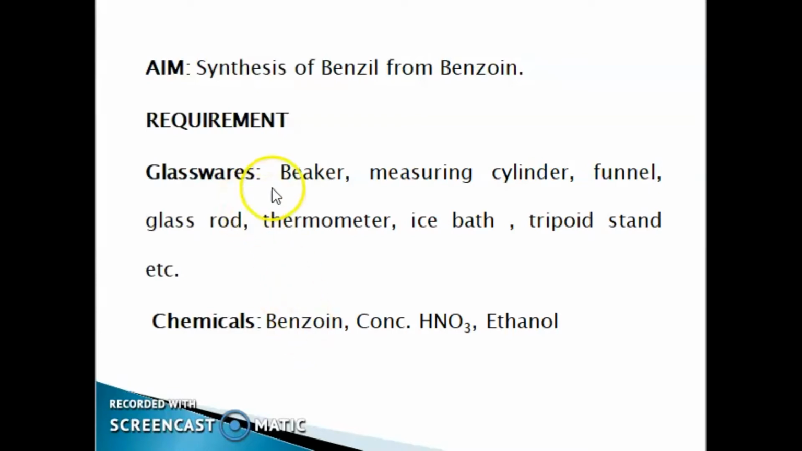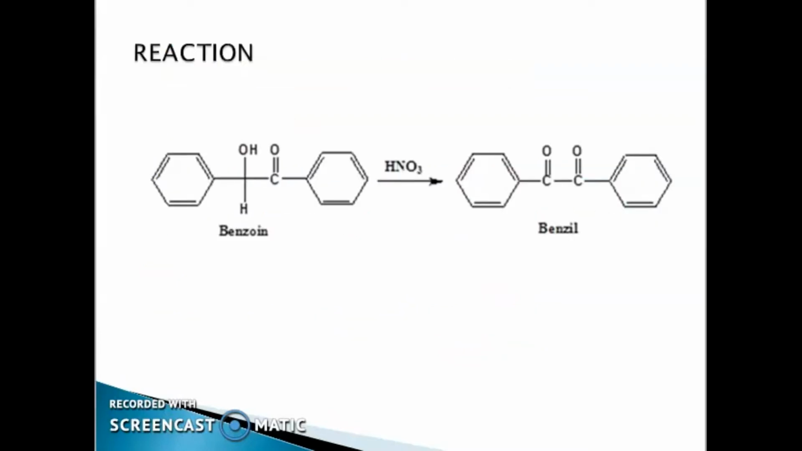The glasswares required are beaker, measuring cylinder, funnel, glass rod, thermometer, ice bath, tripod stand, etc. And the chemicals required are benzoin, concentrated nitric acid and ethanol. Let us see the reaction involved in this practical. Benzoin reacts with nitric acid to give benzil.